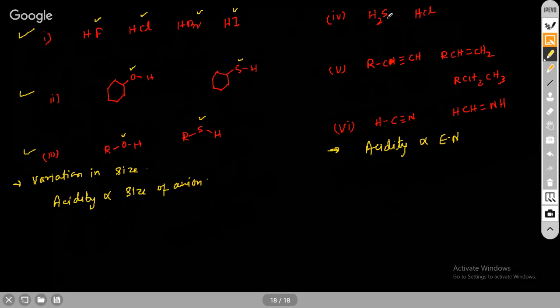In this, you see sulfur and chlorine belong to the third period only. There is not much variation, but yes, electronegativity difference is there. Right? Here we have carbon and carbon. Here you see this carbon is sp hybridized, this carbon is sp2 hybridized, and this carbon is sp3 hybridized. Difference in electronegativity. This carbon is sp hybridized and this carbon is sp2 hybridized. Carbon atom size is the same, but difference in electronegativity is there.